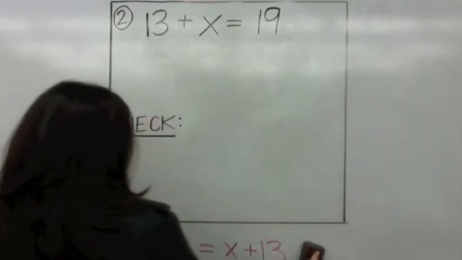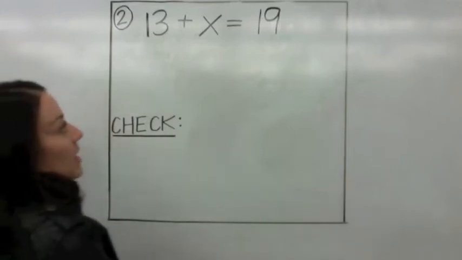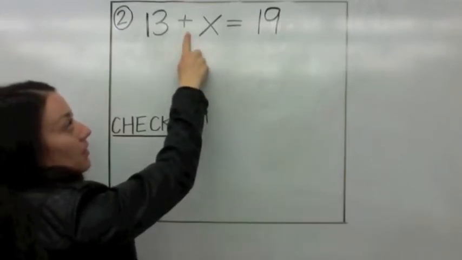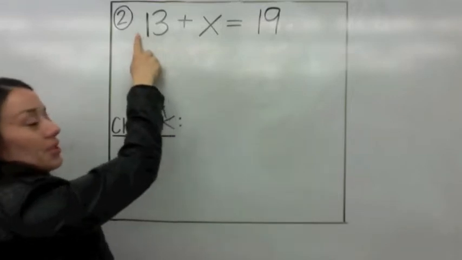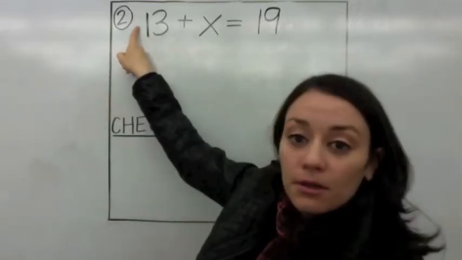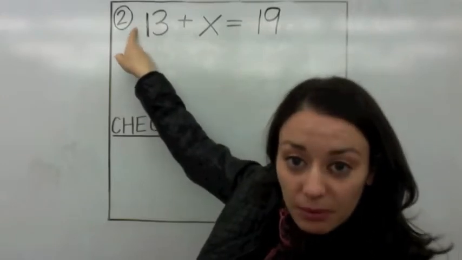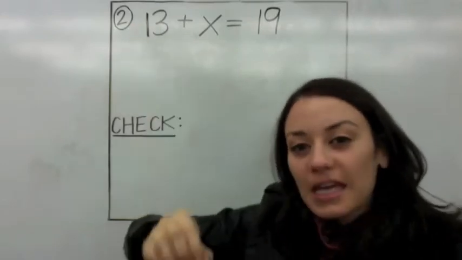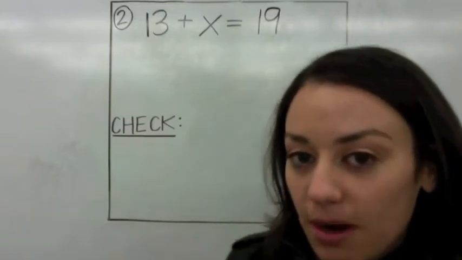So that means that if x is positive here, is 13 a positive number? Do you see a positive right here? No, it's invisible. But this is really a positive 13. That's what you have to understand.